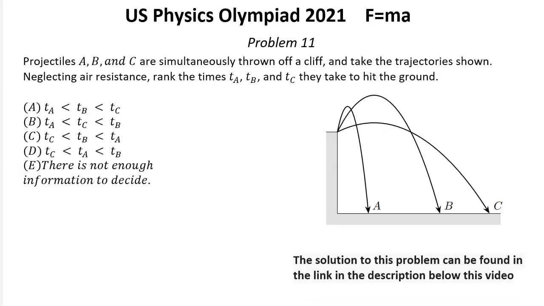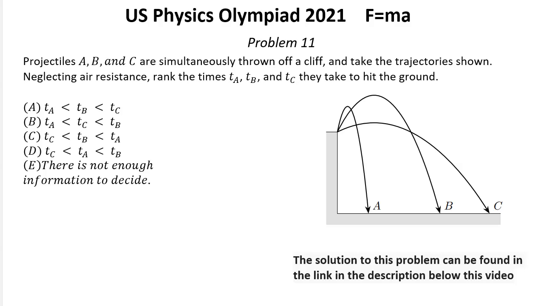Problem number 11. Projectiles A, B, and C are simultaneously thrown off a cliff and take the trajectories shown. Neglecting air resistance, rank the times tA, tB, and tC they take to hit the ground. Solution for problem number 11.